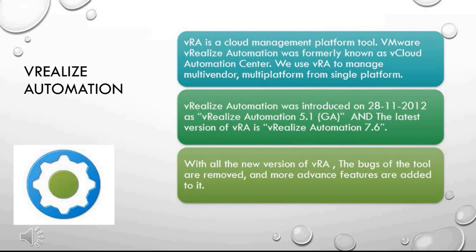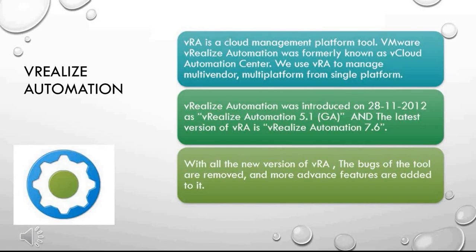Well, VRA is a cloud management platform tool. I hope you remember cloud management platform from our previous video. CMP is a single centralized location to manage all our machines on different platforms, which includes vSphere, Amazon AWS, vCloud Director, etc. You just have to log in to your VRA portal and you can manage all your machines easily. So basically, we use VMware vRealize Automation to create and manage a multi-vendor, multi-platform cloud infrastructure.